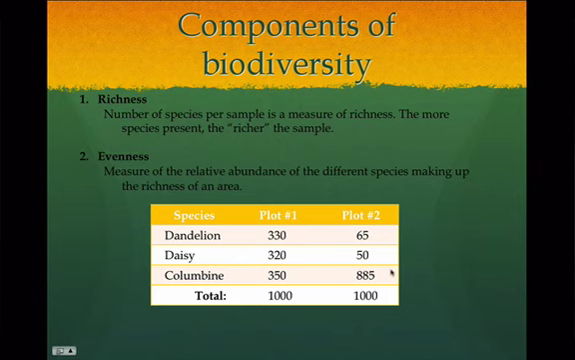This can be seen as columbine could be invasive in this area, taking out dandelion and daisy and competing with it, or there could be inadequate resources for dandelions and daisies compared to columbine. But in this case, I just want you to think, is the diversity the same in these areas, even though the number of species and the total number of individuals are the same?